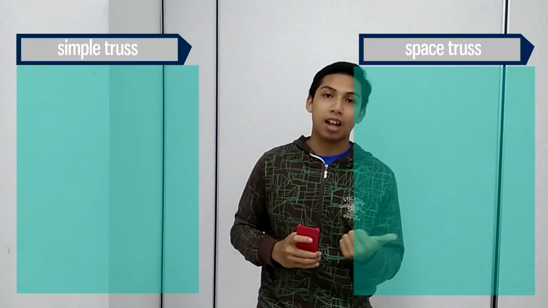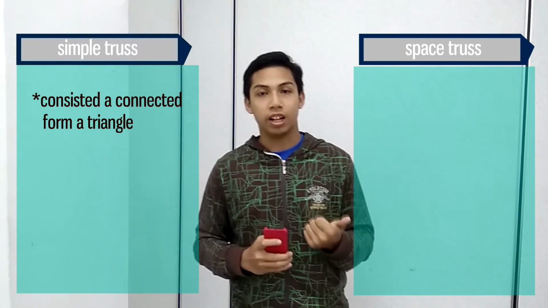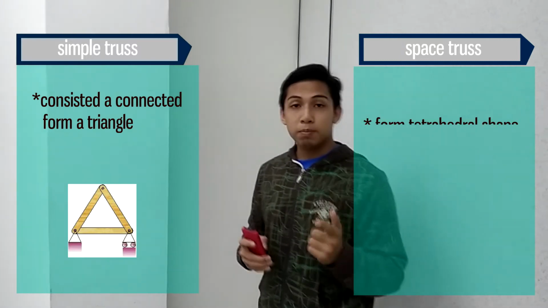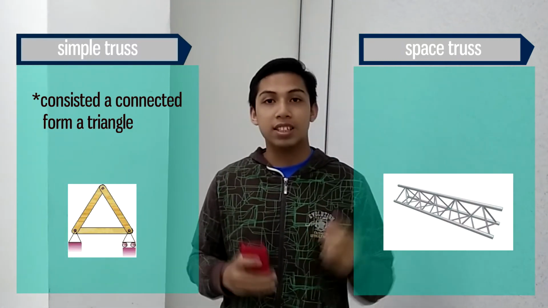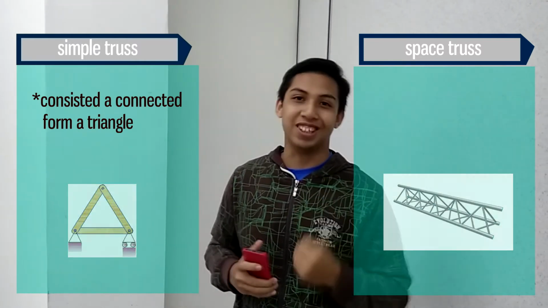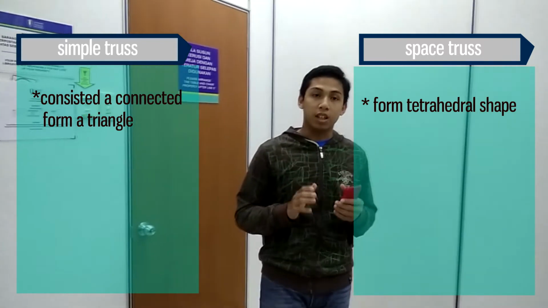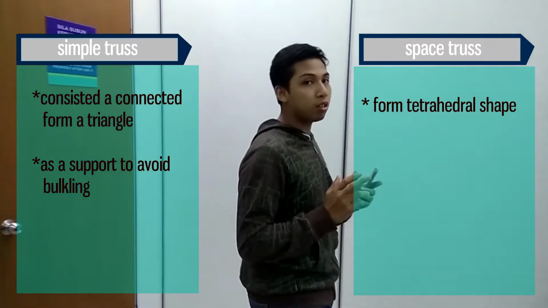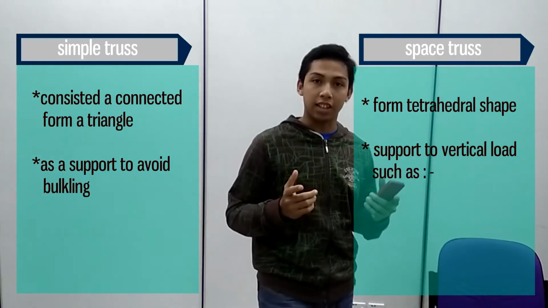Now for the differences between 2 trusses, which are simple truss and space truss. The simple truss consists of connected joints that form a triangle, while the simple space truss forms a tetrahedral shape, consisting of 6 members joined at 4 joints. Next, the simple truss is always used in construction to support a roof, while the space truss is always used in construction to support vertical load, like a transmission tower.